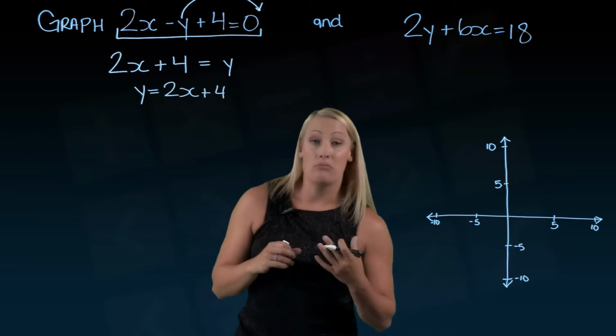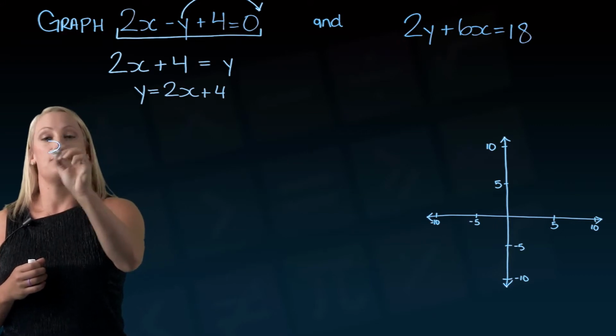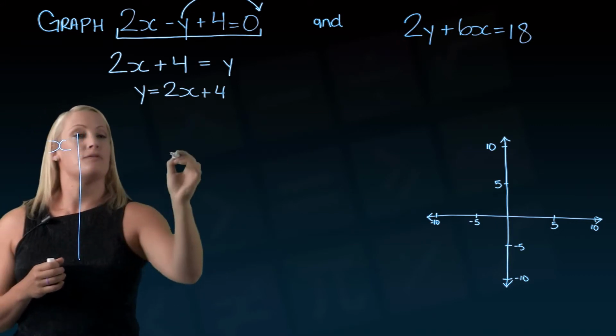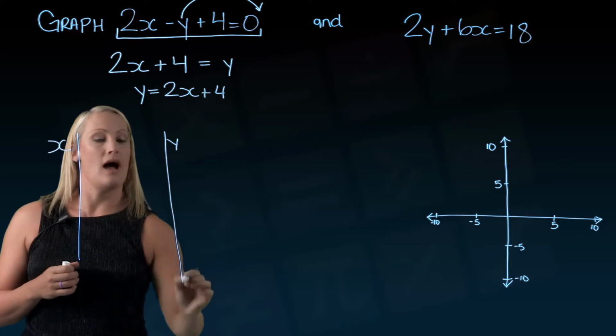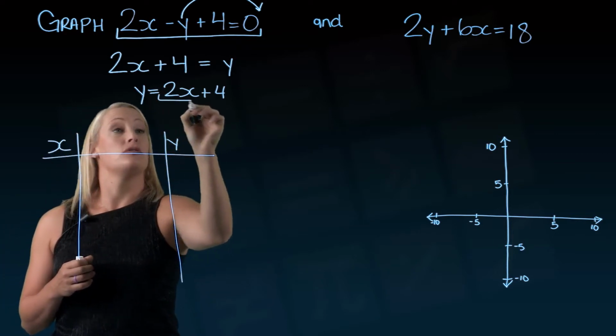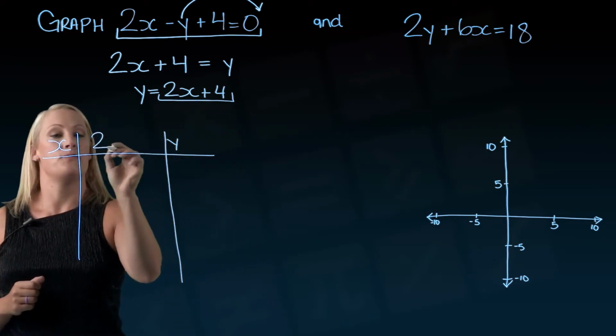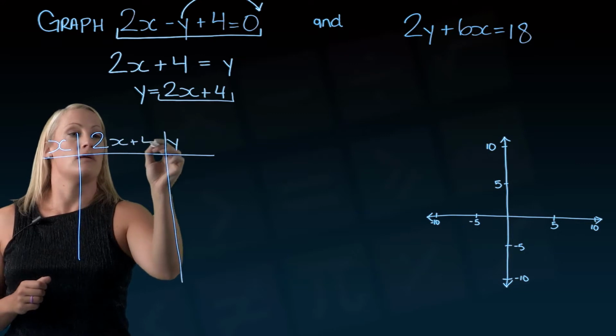And now I'm going to set up my table of values. So basically, all a table of values is a column for x, a column for y, and then in between the two, I'm going to have what y equals. So in this equation, y equals 2x plus 4. So I'm going to write that here, 2x plus 4.